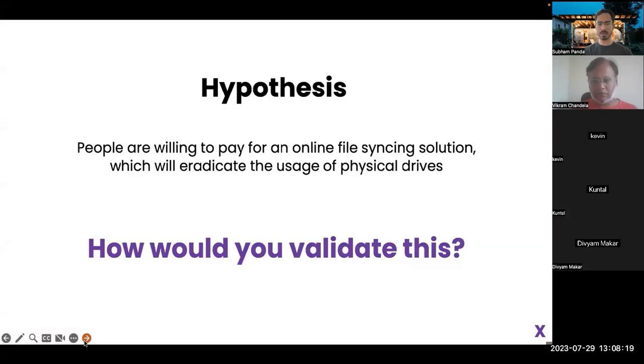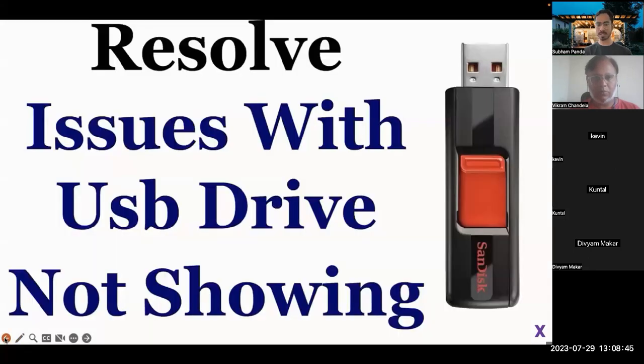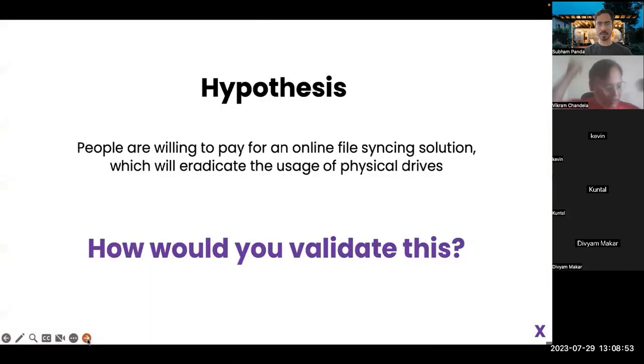So here is a hypothesis on the basis of this: people are willing to pay for an online file syncing solution, which will eradicate the usage of physical drives. I'm talking about the 2000s here. The scenario is the same, and human behavior remains the same. We are trying to analyze some historical cases. In the age when pen drives are there, people are losing pen drives, drives are not showing up, some technical issues are there. The hypothesis says people are willing to pay for an online file syncing solution which will eradicate the usage of these pen drives. So what is the leanest way in which you can validate this?